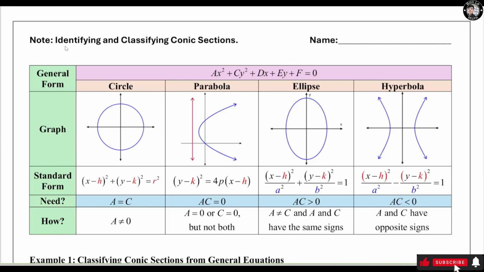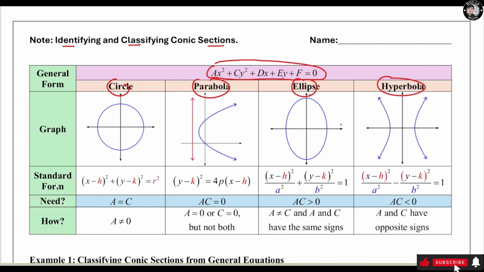Hello everyone, in this video we're going to learn how to identify and classify conic sections. Here's the general form of the conic sections: Ax squared plus Cy squared plus Dx plus Ey plus F equals 0. Now here are the graphs of the conic sections: the circle, parabola, ellipse and hyperbola.